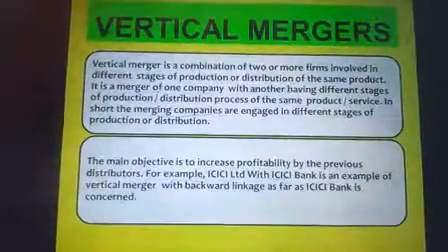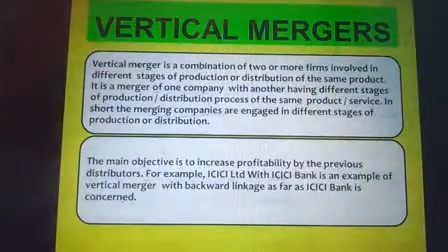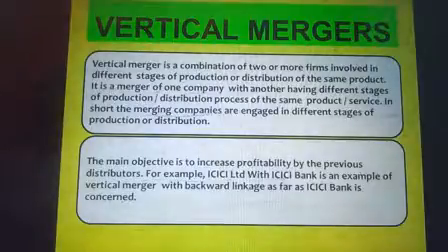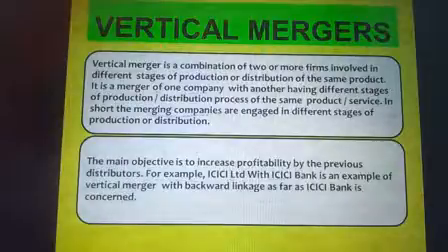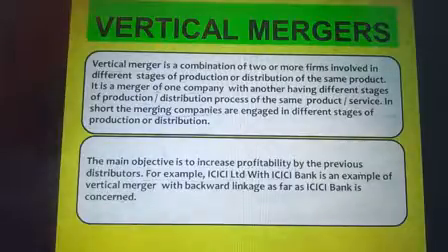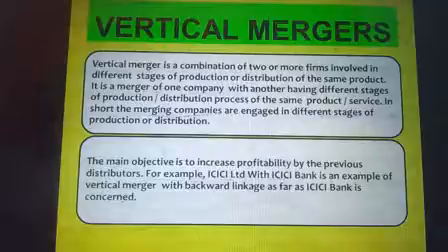Then you have vertical mergers, another important concept regularly asked in competitions. A vertical merger is a combination of two or more firms involved in different stages of production or distribution of the same product. It is a merger of one company with another having a different stage of the production or distribution process of the same product or service. In short, the merging companies are engaged in different stages of production or distribution. The main objective is to increase profitability.